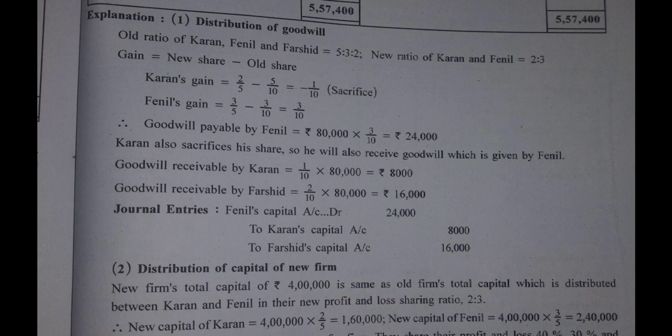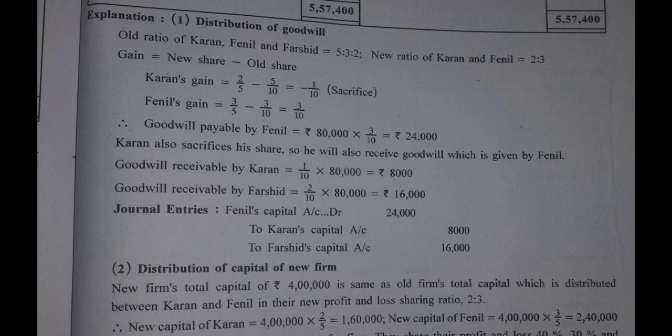So what is the new capital? For Karan, 4 lakh into 2 by 5. How is it 2 plus 3 is 5? As per new ratio. So what is the capital of Karan? It is 1,60,000. New capital for Fenil is 2,40,000. The necessary calculations are given on your screen, or else even if you are using your textbook, the working notes are presented on page number 243. Yes, I will repeat this procedure.